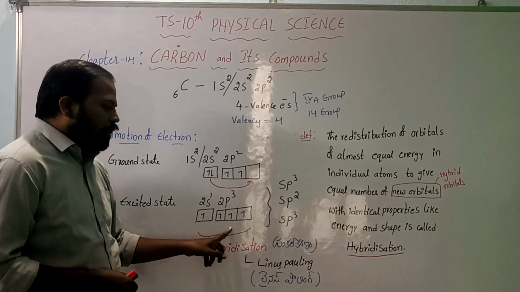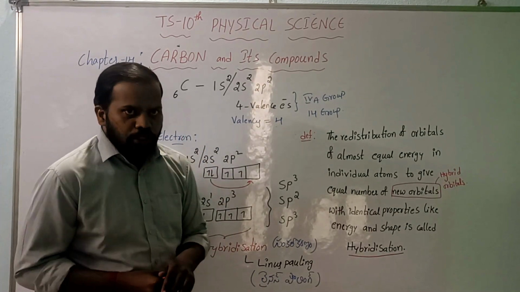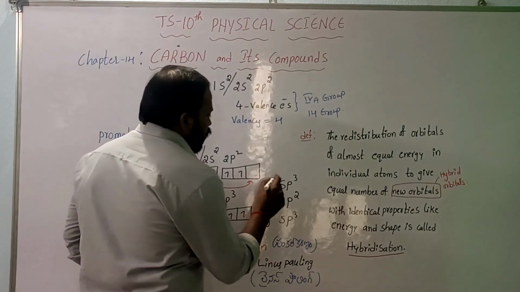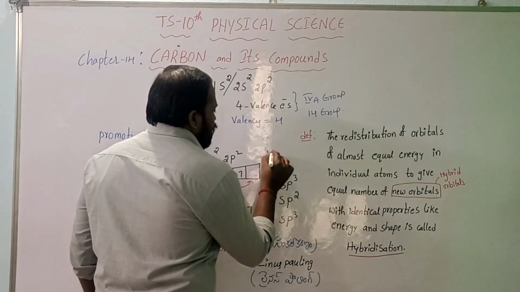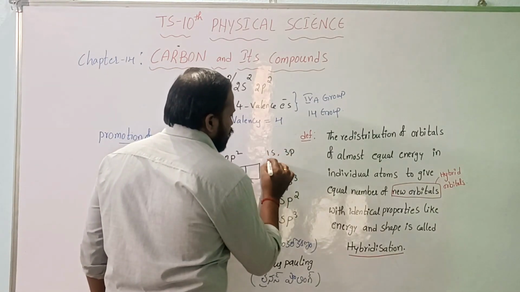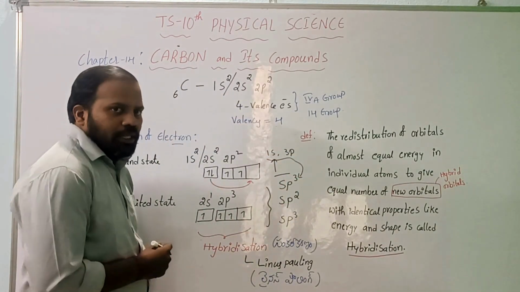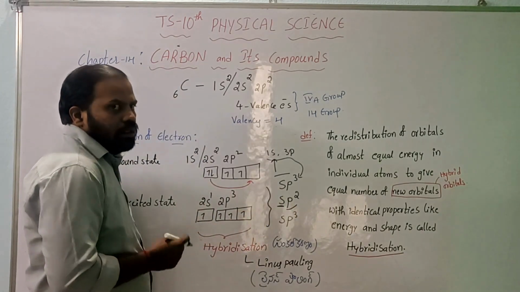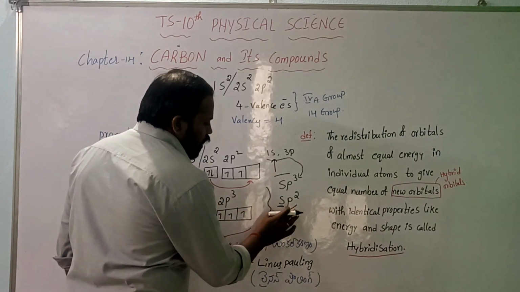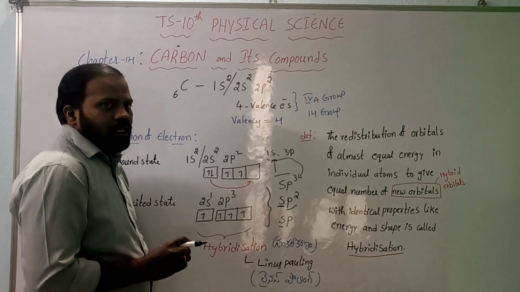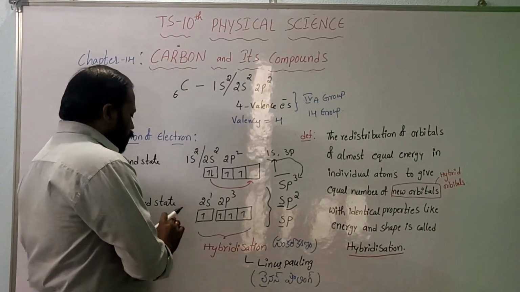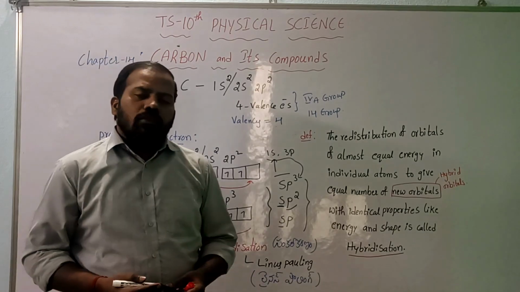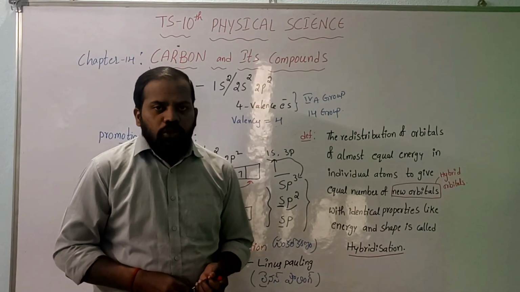This can be involved in 3 types of hybridization. The involvement of 1 s orbital and 3 p orbitals can be named as sp3 hybridization. 1 s orbital and 2 p orbitals is sp2. 1 s orbital and 1 p orbital is sp hybridization. Means the carbon can show 3 types of hybridization: sp3, sp2, sp.